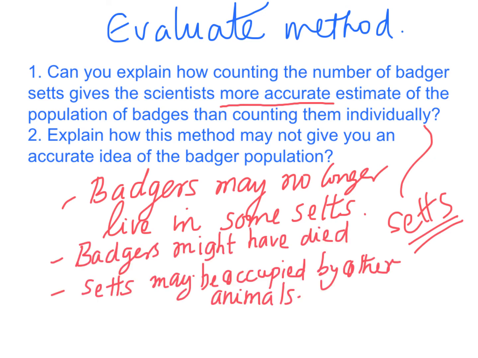There are more reasons for why this method may not give you an accurate idea about where you have higher badger population, and these are here. Badgers might have died. Sets may be occupied by other animals. So if you read the passage that came before this question, you would have realized that these sets, which are badger homes, are occupied by other animals as well. So by just counting the number of sets, you may end up getting the wrong idea about the number of badgers that live there.